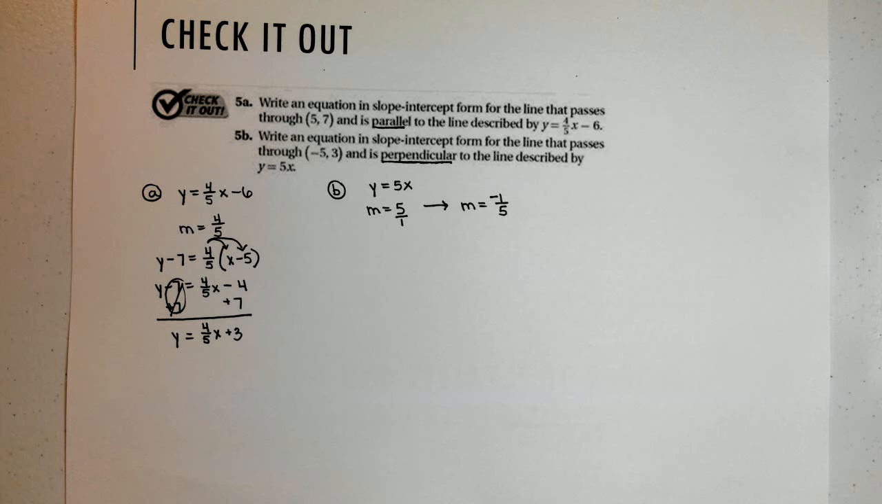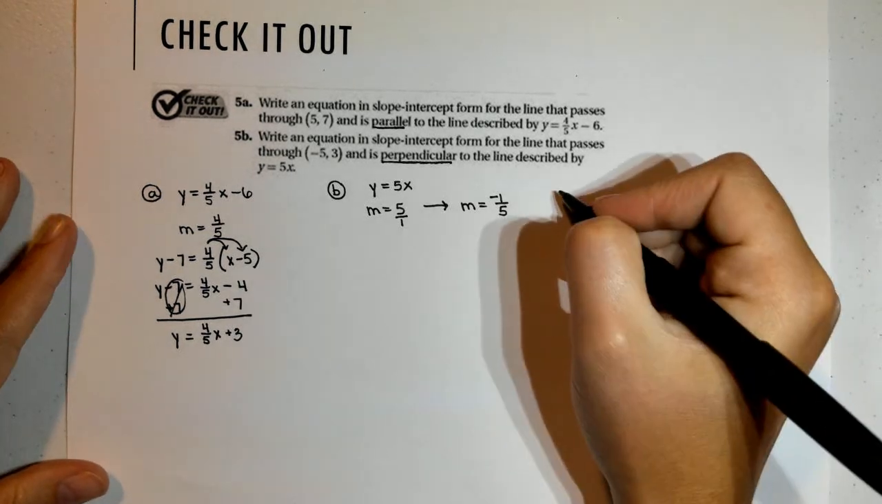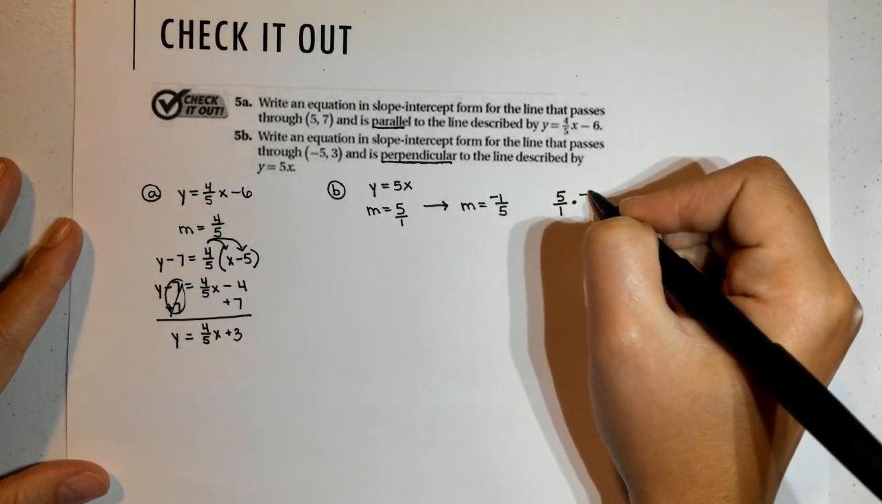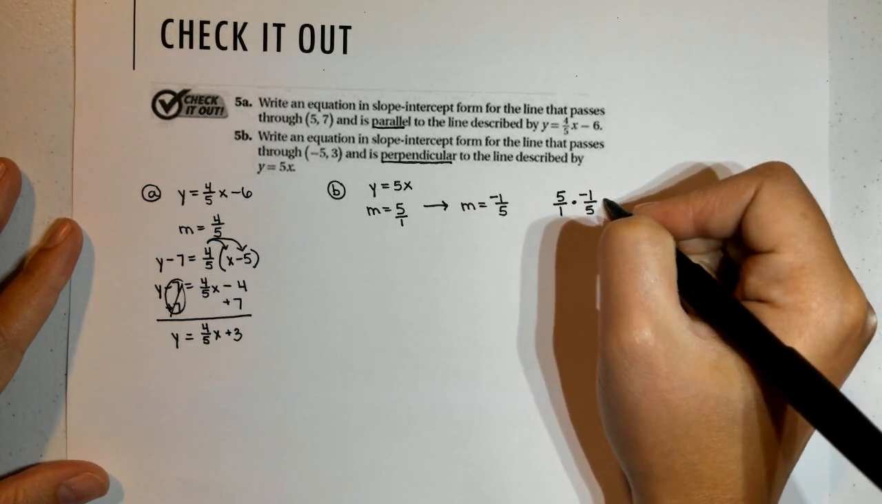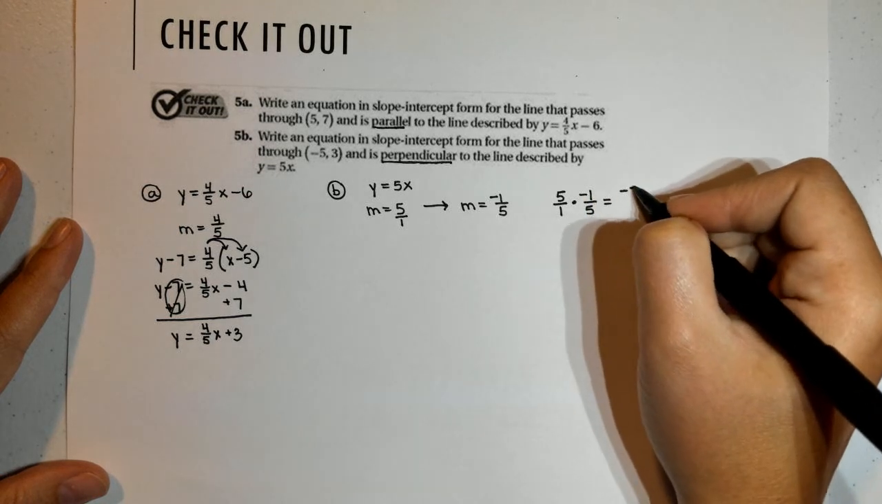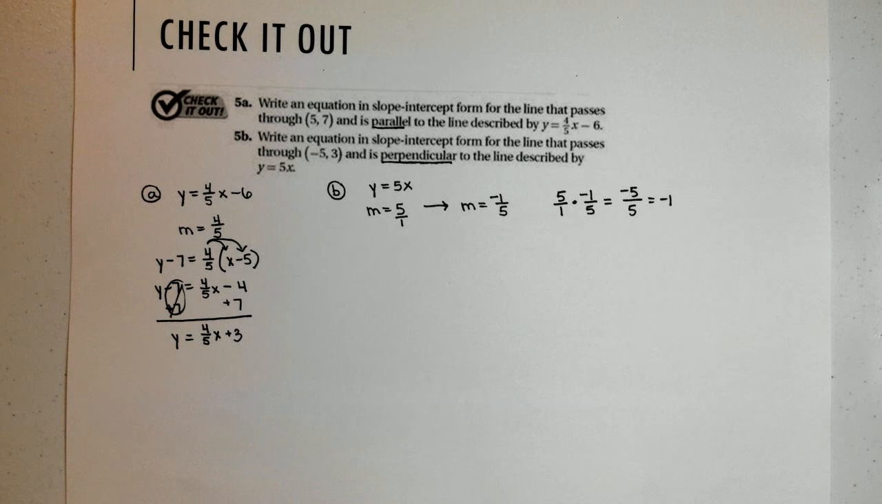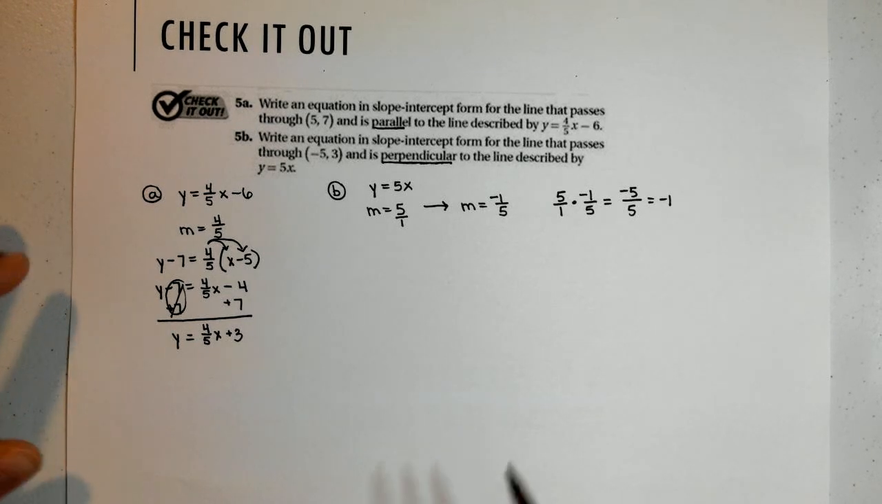If you need a quick check to make sure that when you multiply those together you get negative 1, please do. I'm just going to do that real quick. So 5 over 1 times negative 1 over 5. 5 times negative 1 is negative 5. 1 times 5 is 5. It simplifies to negative 1. So my 2 lines are now going to be perpendicular.